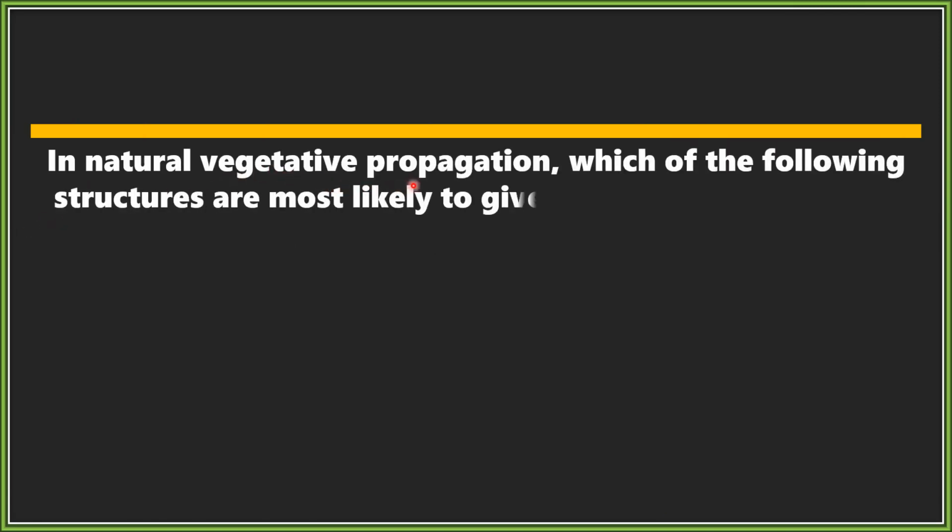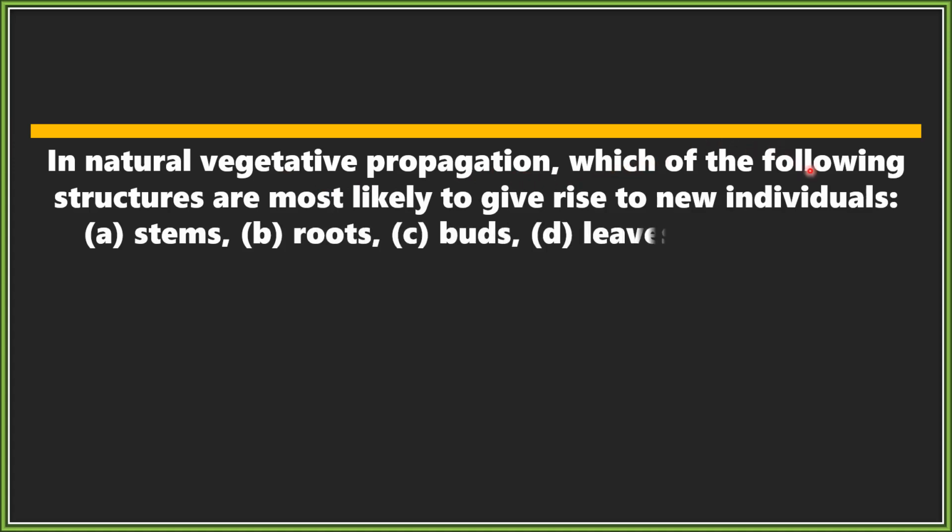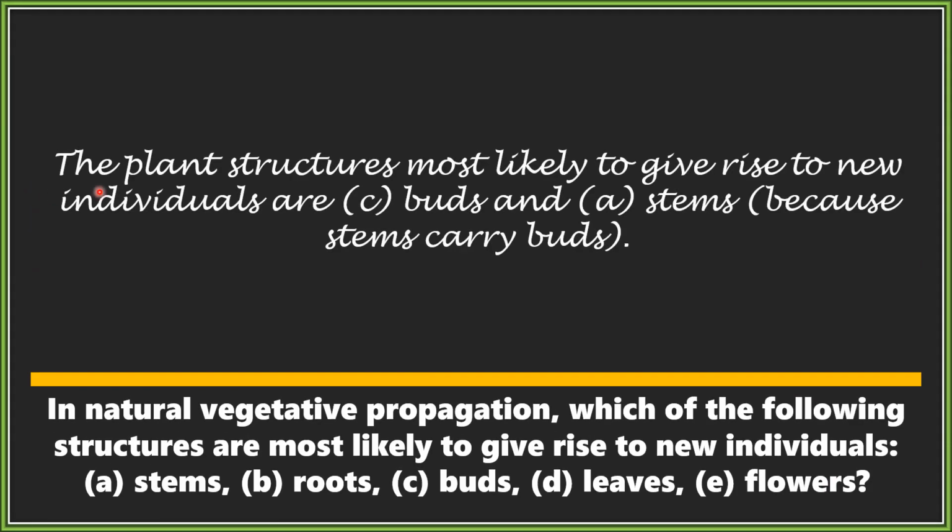In natural vegetative propagation, which of the following structures are most likely to give rise to new individuals? Stem, roots, buds, leaves, flowers. The plant structures most likely to give rise to new individuals are C. Buds and A. Stems, because stems carry buds.